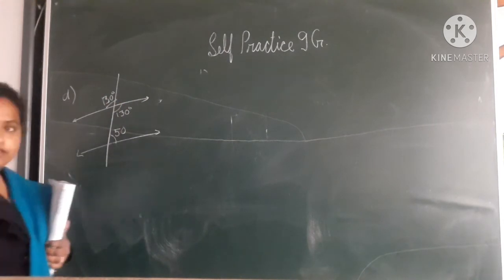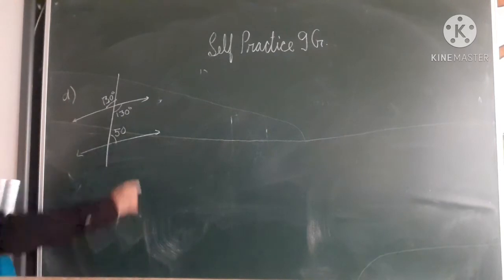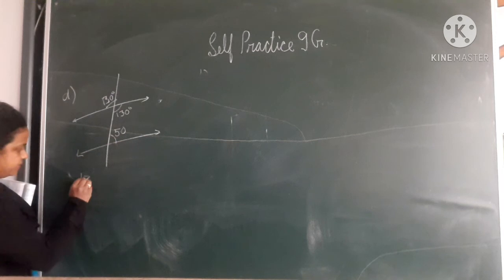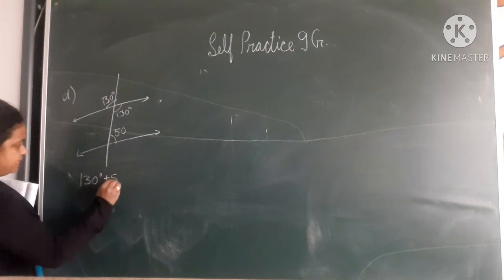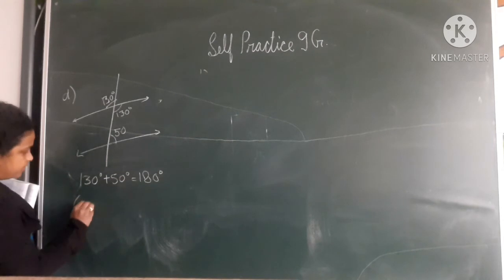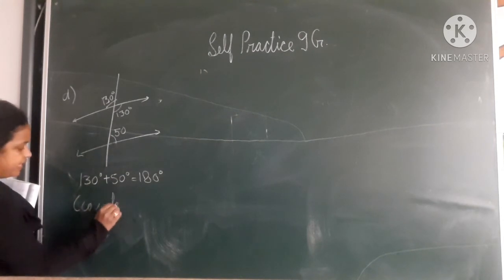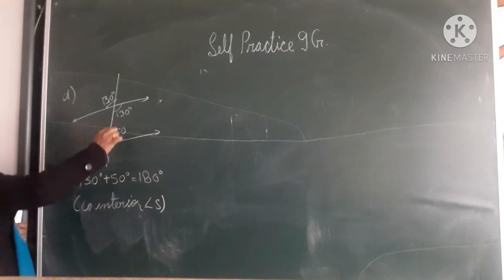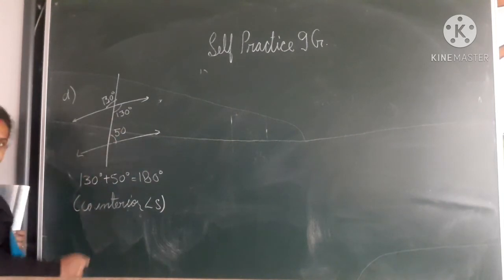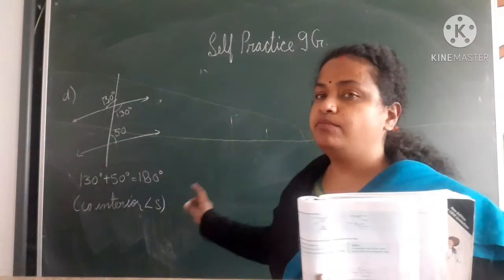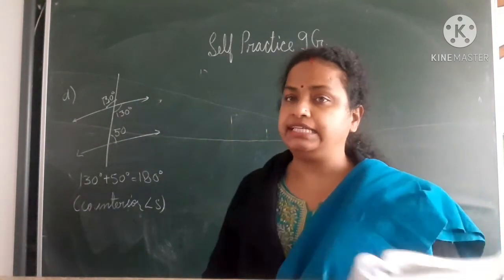Both are vertically opposite angles. So it will also be equal to 130 degree, and 130 degree plus 50 degree will be equal to 180 degree due to the property of co-interior angles. So 130 plus 50 is equal to 180 degree, and due to the property of co-interior angles, the sum of these two will be equal to 180 degree.